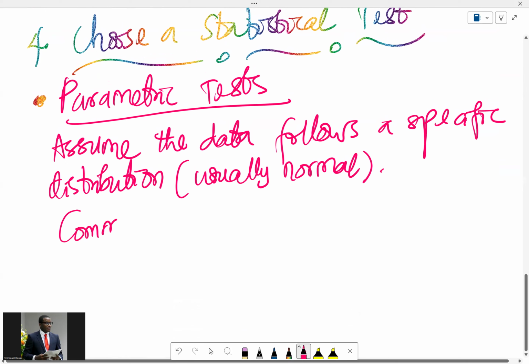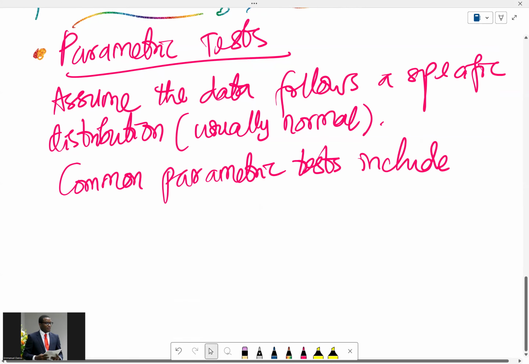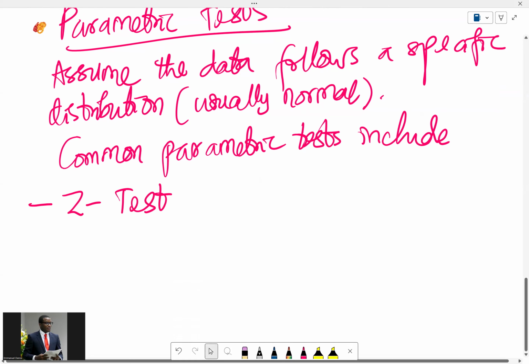Common parametric tests include the Z test, or if you like, Z test.